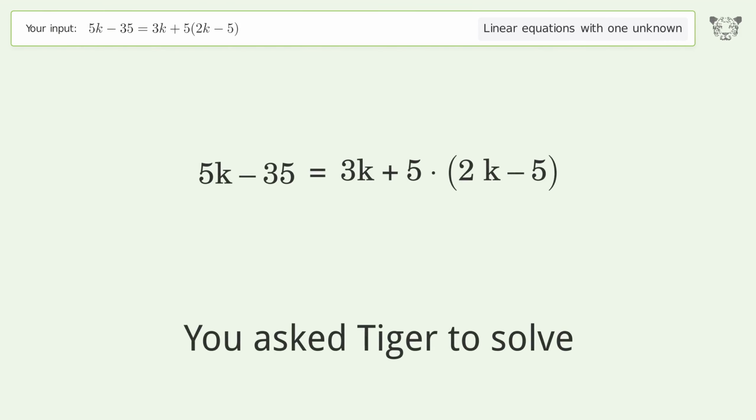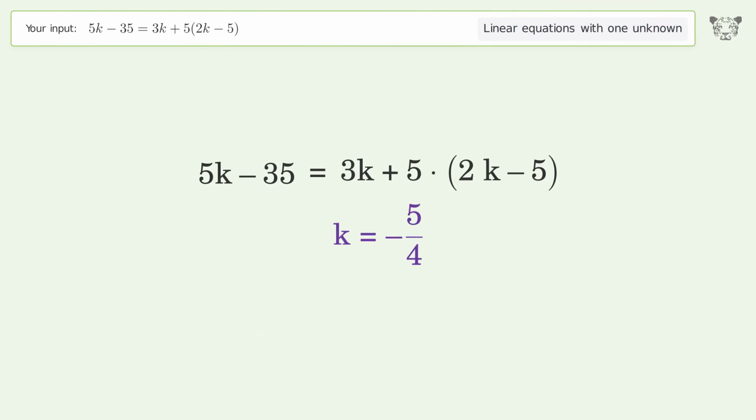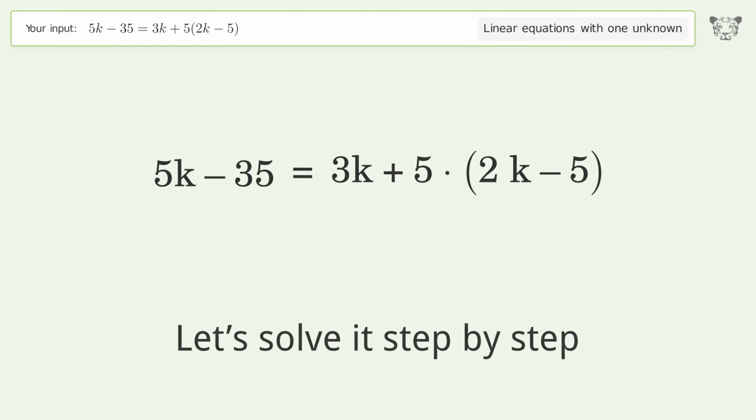You ask Tiger to solve. This deals with linear equations with one unknown. The final result is k equals -5/4. Let's solve it step by step.